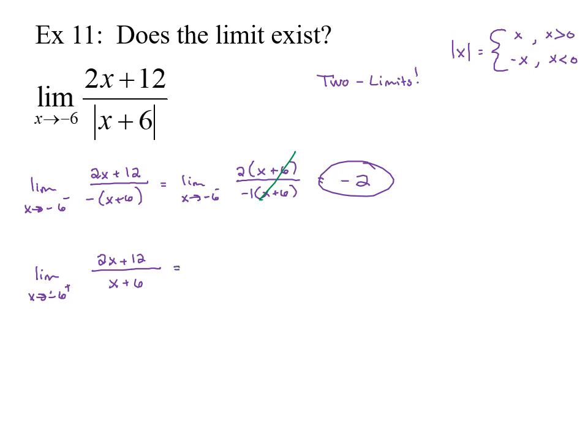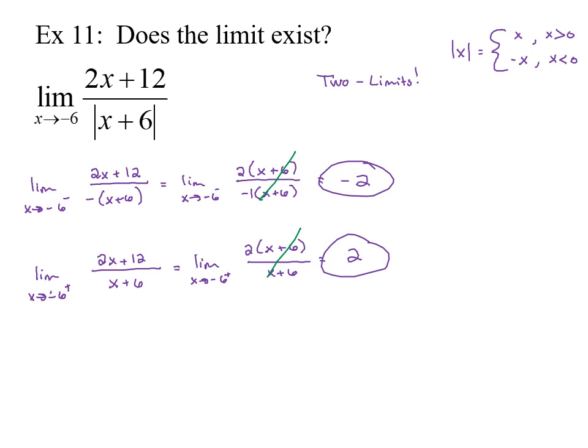Similarly, if you plug negative 6 into this, you're going to get 0 over 0. So when you factor this one in the exact same way, you get the limit as x approaches negative 6 from the right of, once again, 2 times x plus 6 over x plus 6. The x plus 6's cancel again, but you're not left with a negative 2. You're actually left with a positive 2.